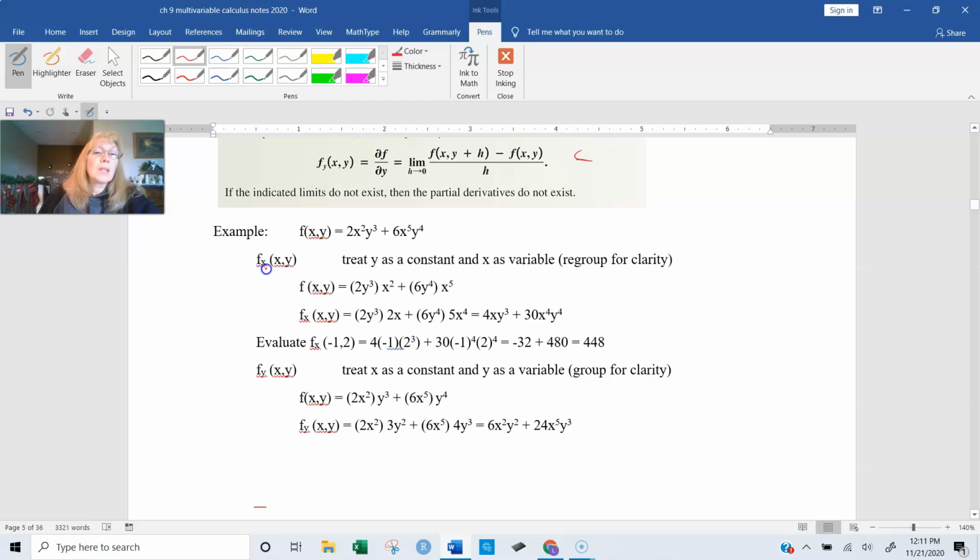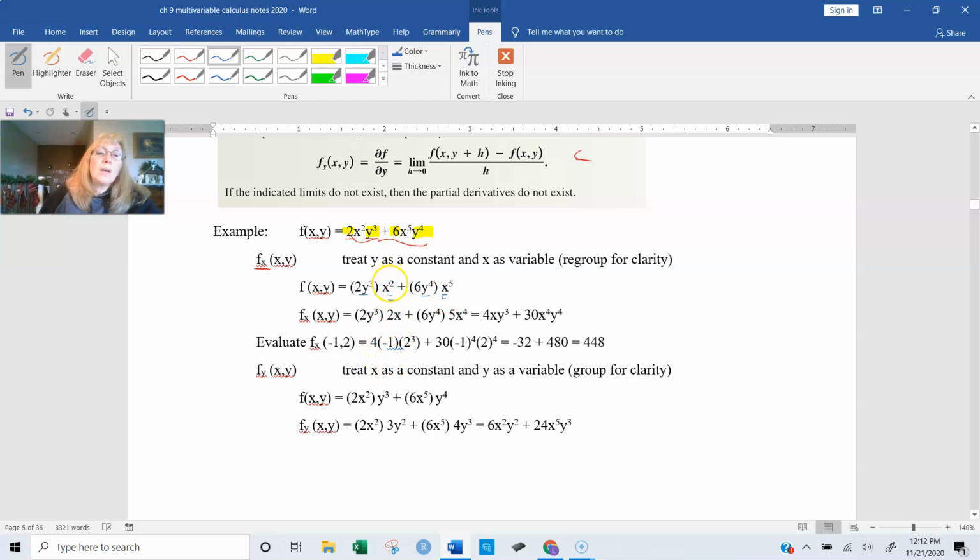The f sub x means I want to do the derivative with respect to x. So when you look at this function here, the x is the variable, and the 2 and the y cubed are considered the constants. And the same over here, the 6 and the y to the fourth are considered the constants. Because that's true, I'm just going to regroup it so it's easier for you to see. So we put the 2y cubed together because I'm deriving with respect to x, and the 6y to the fourth together because I'm deriving with respect to x.